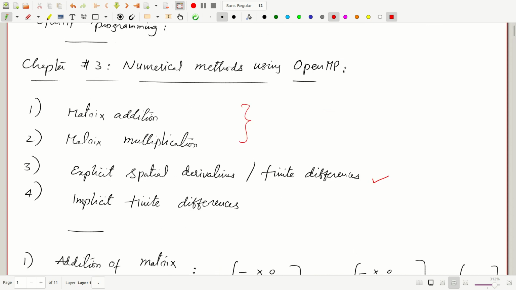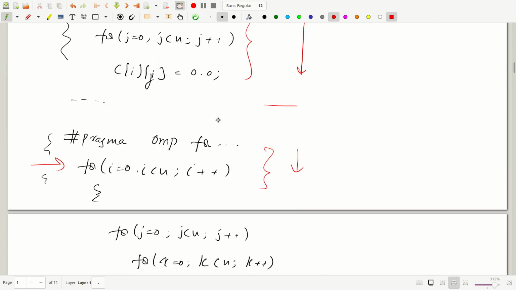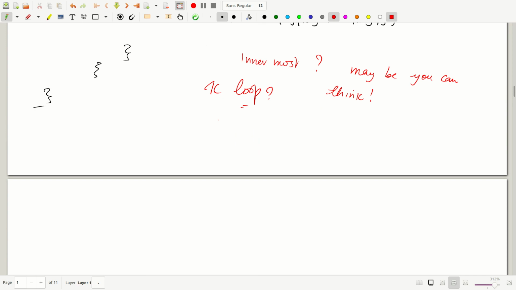Now let us look at a few things about spatial derivatives in general, and then see how we can go about parallelizing them. Let us first see how to compute the finite differences, or explicit spatial derivatives, and implicit spatial derivatives from a numerical methods point of view, and thereafter we will see how to parallelize them. So let us see the explicit finite differences.